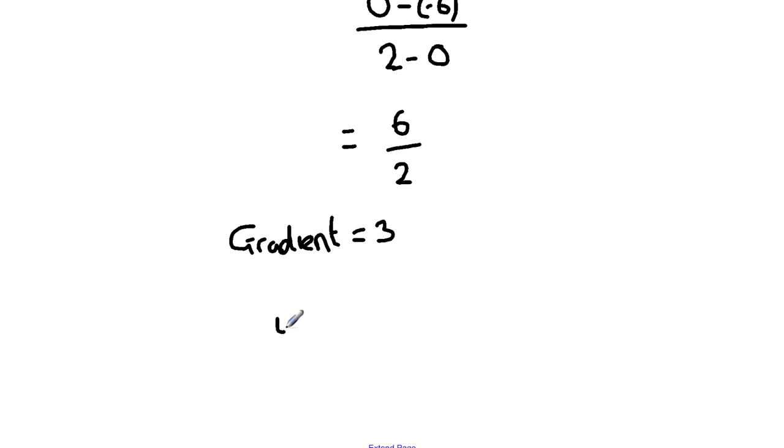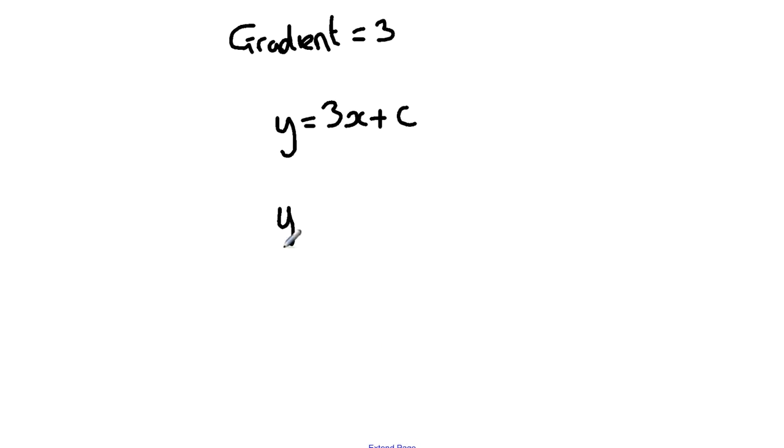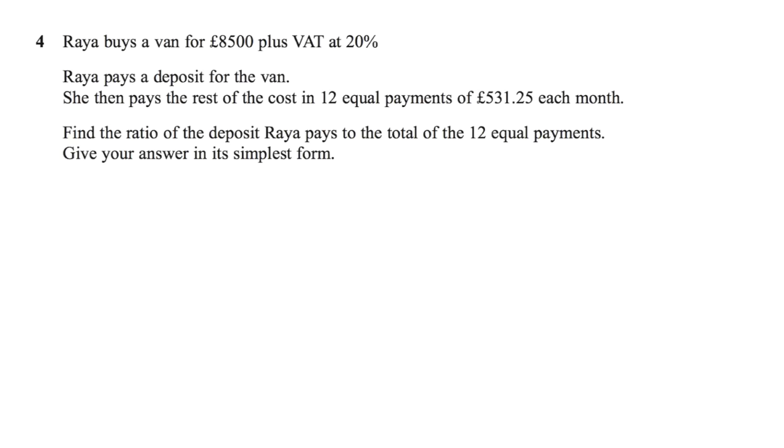So we have, so far, equation of the line is 3x plus c. Now c is where the line crosses the y-axis. So if we look at the graph, the line crosses the y-axis at minus 6. So therefore c is minus 6. So our final answer should be y equals 3x minus 6. That's the final answer.